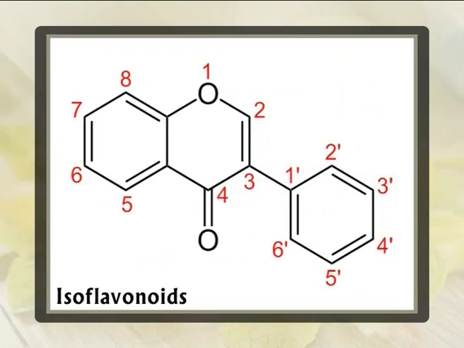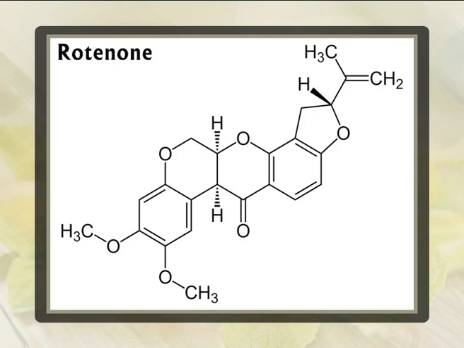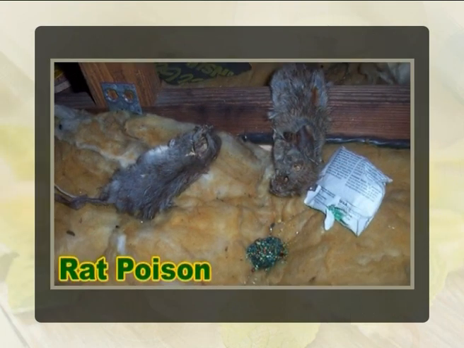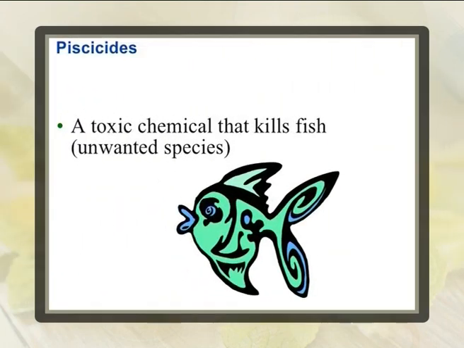Isoflavonoids, which are found mostly in legumes, have several different biological activities. Some, such as rotenone, can be used effectively as insecticide, for example as rat poison, and pesticide, that is fish poisons.